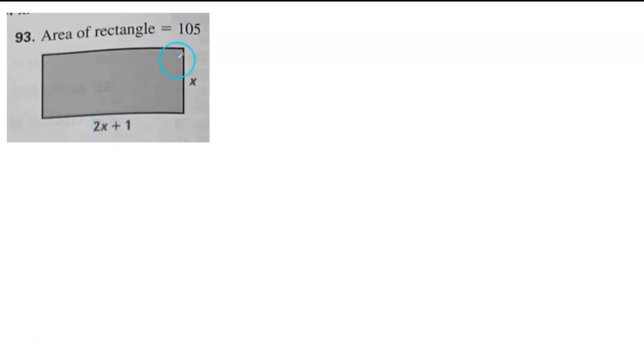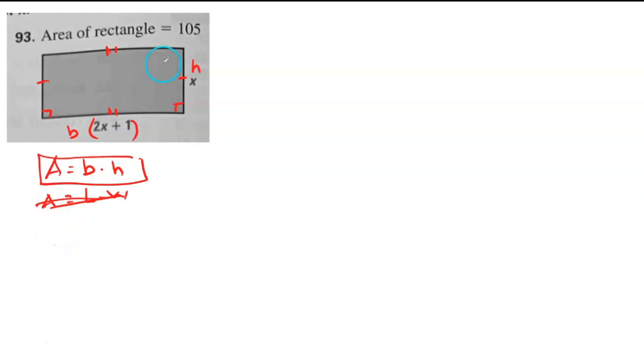The area of a rectangle is 105, but I know that the area of a rectangle is base times height, or length times width, it's the same thing, however you want to call it. Let's call this the base, the bottom, and this is my height, which is the x. It's a rectangle, so we have 90-degree angles, and opposite sides are congruent. We know all those properties. Let's use area is base times height. Area is 105.